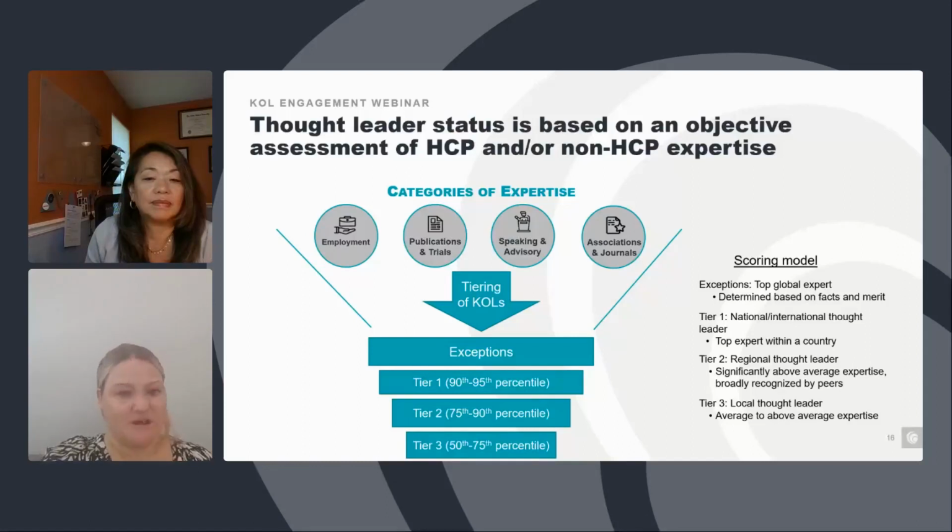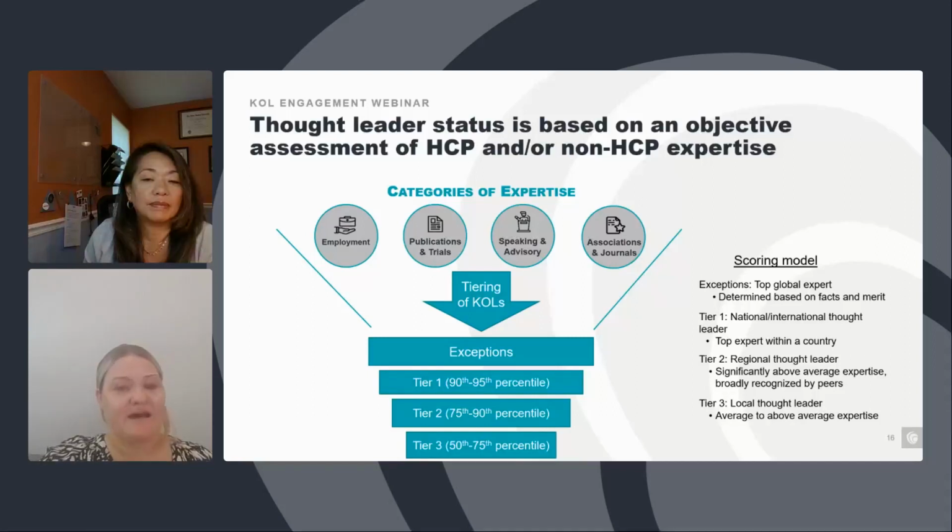So you'll have the 50th compensation percentile to the 75th being equal to your local thought leaders. And the reason the 50th is used as the minimum is important here is that we know our life sciences companies don't engage with less than average KOLs for these types of consulting engagements. So you really are looking for the top 50% of individuals to provide you this valuable insight and feedback. Tier 2, your regional thought leaders, will typically fall within the 75th to 90th compensation percentiles within their specialty or their field.